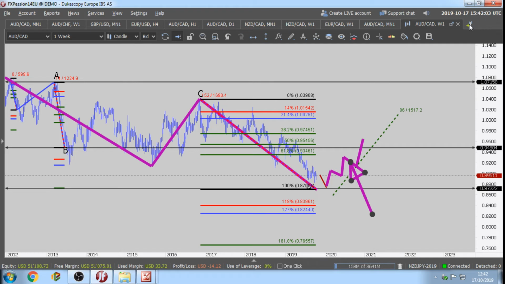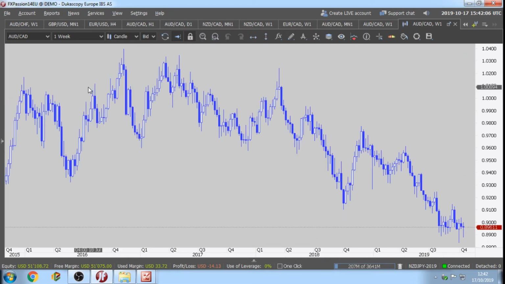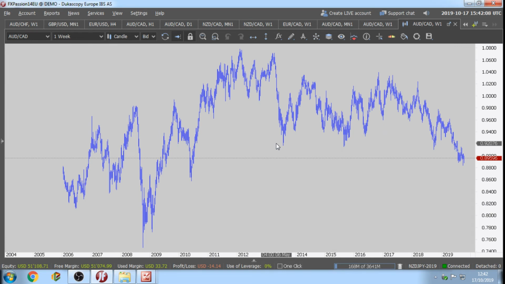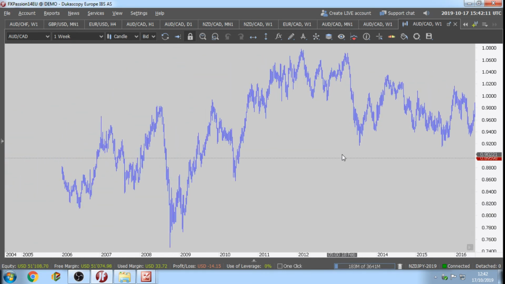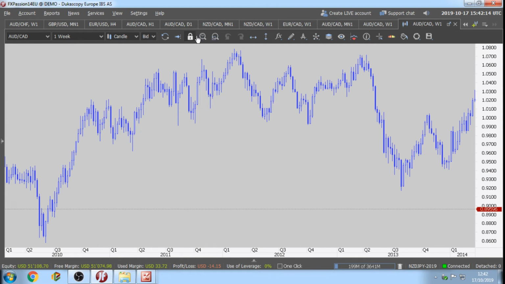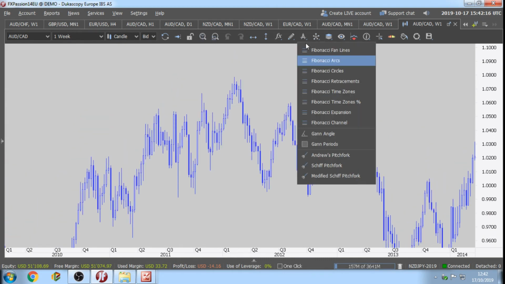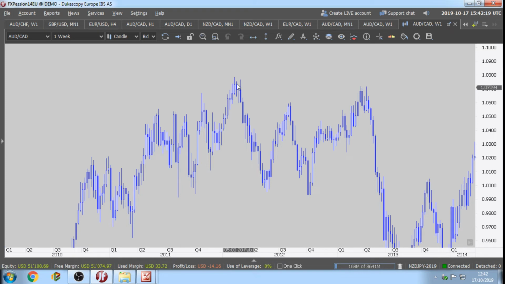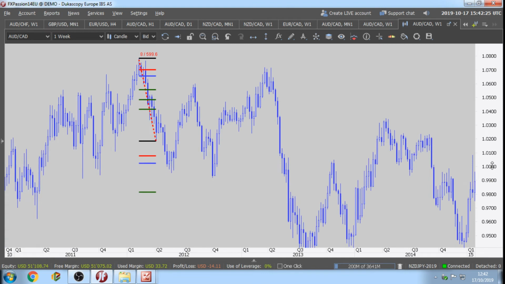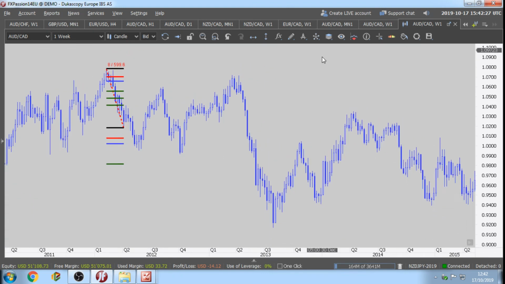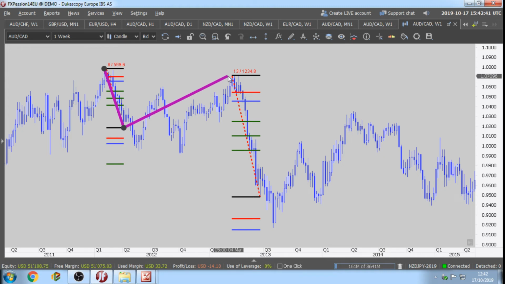Let's go on the AUD CAD daily chart. Let's compress the chart. Always the same. A is up in here, A to B, right? Where is the next Fibonacci sequence? It hit the blue, the red. A, B, C, D, right? A to B, B to C, C to D.